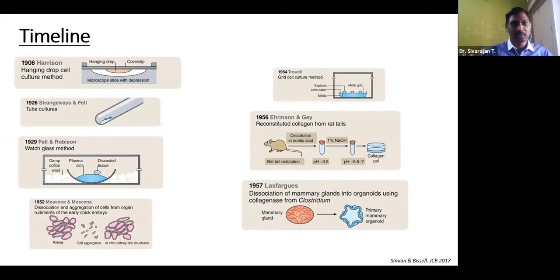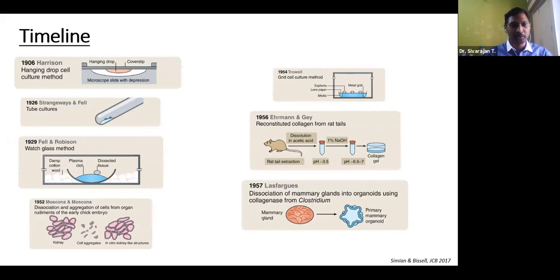Then in 1926, tube cultures were invented, but they were a little difficult to work with. So in 1929, Fell and Robinson made an ingenious method where they took a watch glass, added a plasma clot, and on top of it, they were growing dissected tissues. And this was all put in a chamber of petri dish having some damp woolen cloth to prevent evaporation.